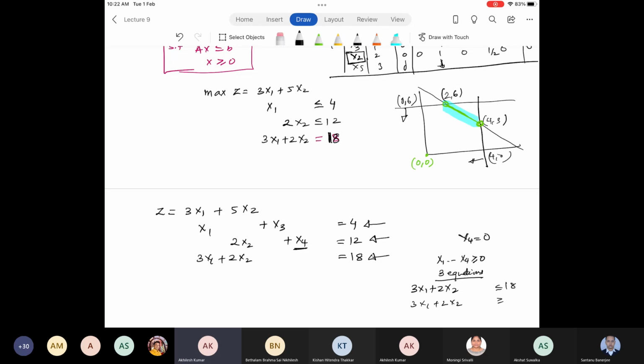3x1 plus 2x2 greater than or equal to 18. How do we deal with this? Again, I will add one more x5 here and make it an equality constraint. How do I make this an equality constraint? So I will subtract x6, and for that one I will need another variable later on. So minus x6 equals 18. Is that fine? But when x1 and x2 are all 0, then x6 will become negative 18. So to prevent this negative 18, I will need an artificial variable. So why don't I just add the artificial variable here only?